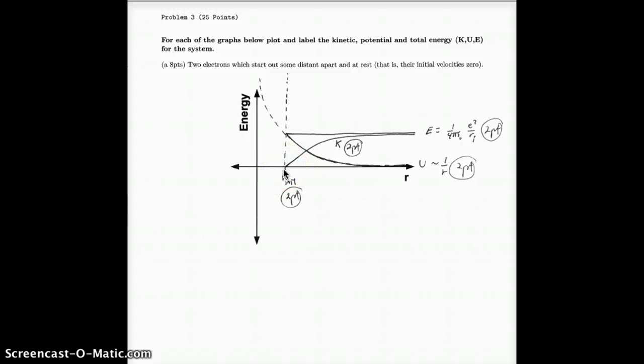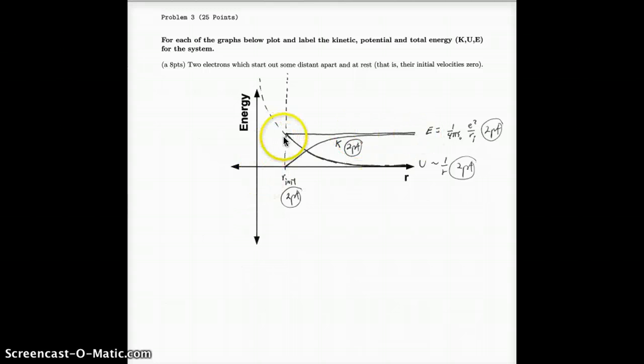So the kinetic energy starts at 0 at location R initial, so it doesn't start at the origin because they start some distance apart. And then for repulsive forces, kinetic energy goes up in this fashion, and kinetic energy can never be negative. So the graph starts here at a value of 0 and then goes up.